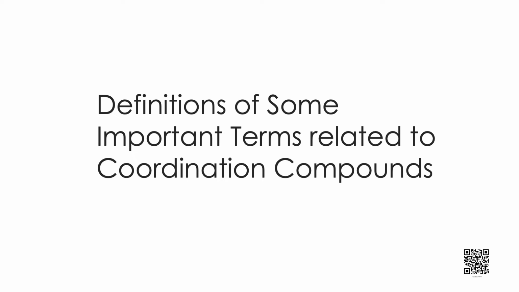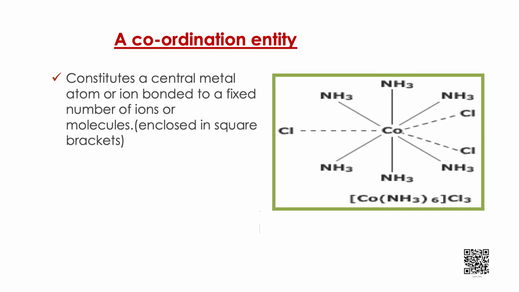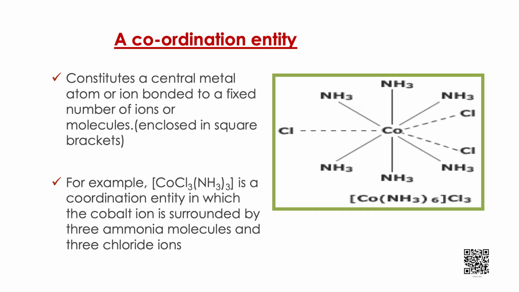Let us now learn and understand definitions of some important terms pertaining to coordination compounds. The first term we come across is a coordination entity. A coordination entity constitutes a central metal atom or ion bonded to a fixed number of ions or molecules enclosed in square brackets. For example, [CoCl3(NH3)3] is a coordination entity in which the cobalt ion is surrounded by 3 ammonia molecules and 3 chloride ions.